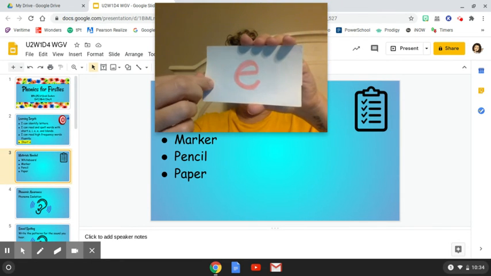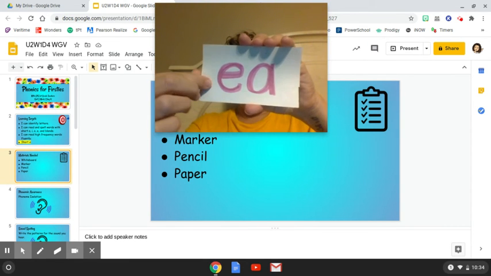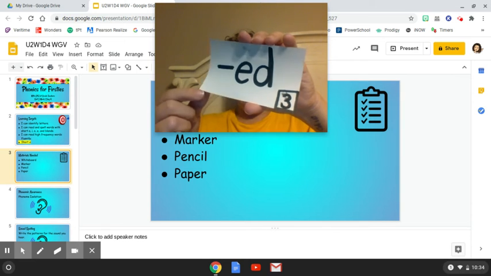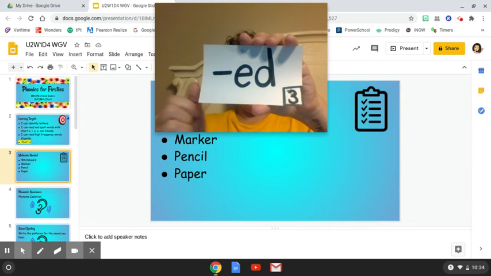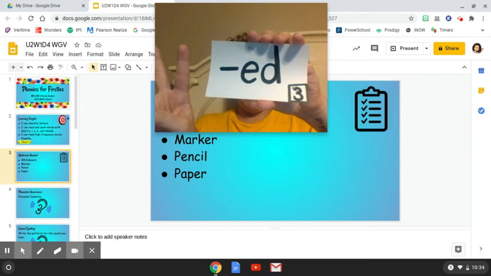E. That's our sound this week. E. Another way to make the E sound. And this one has 3 sounds. What are they? They're D, T, id. Hopefully you got all 3 of them.